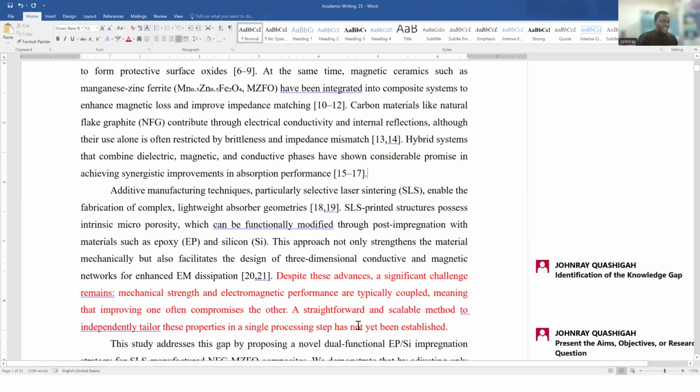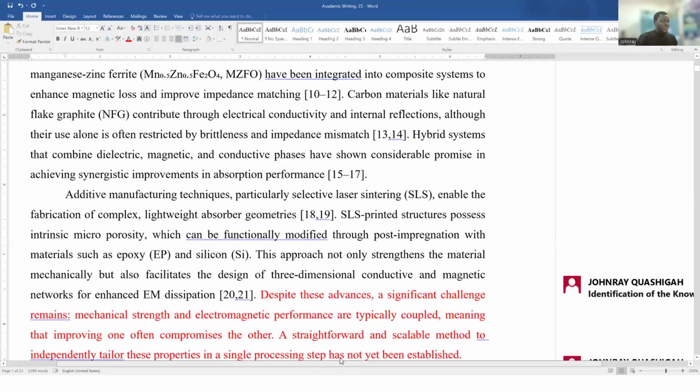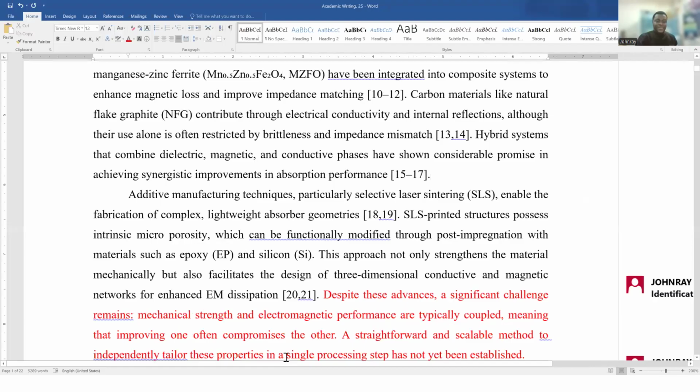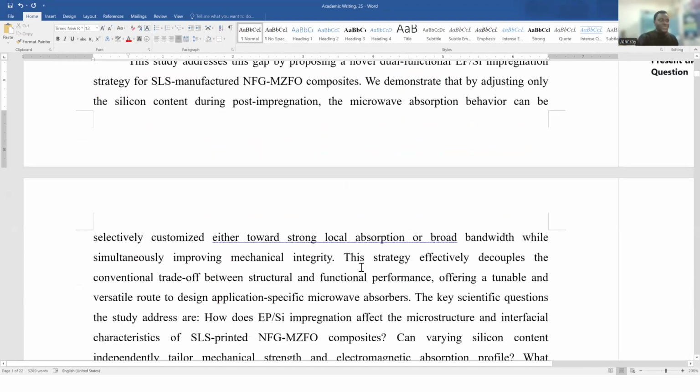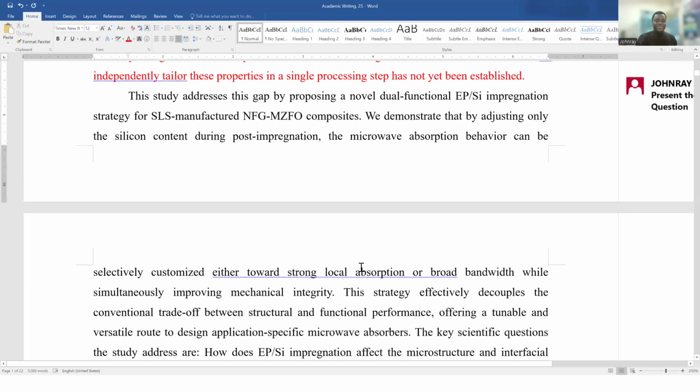Are we all on the same page now? Yes. Okay, thank you so much. We said after identifying the gap, what should be the next thing to do? Do the niche. Yes, you fill in the gap.